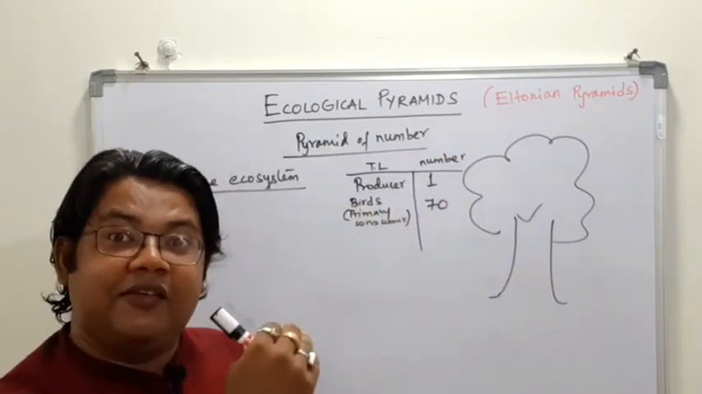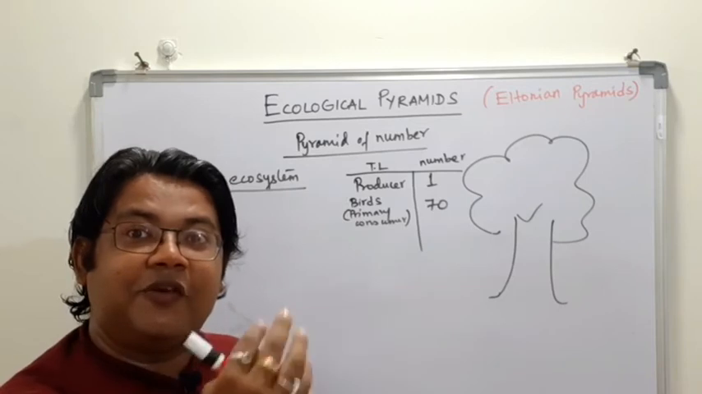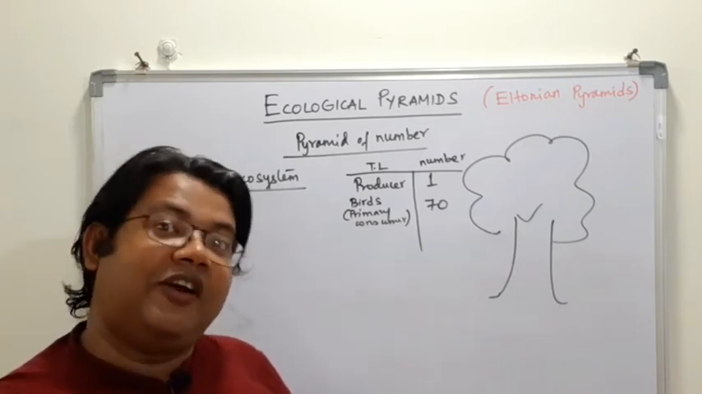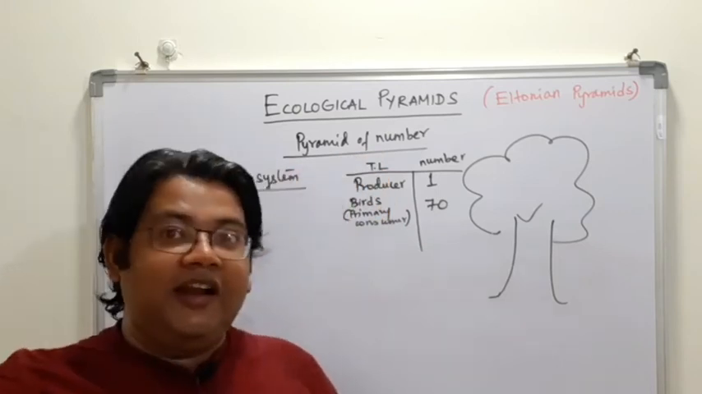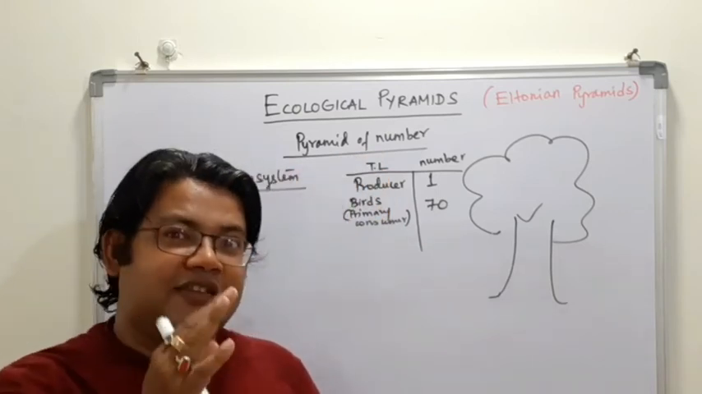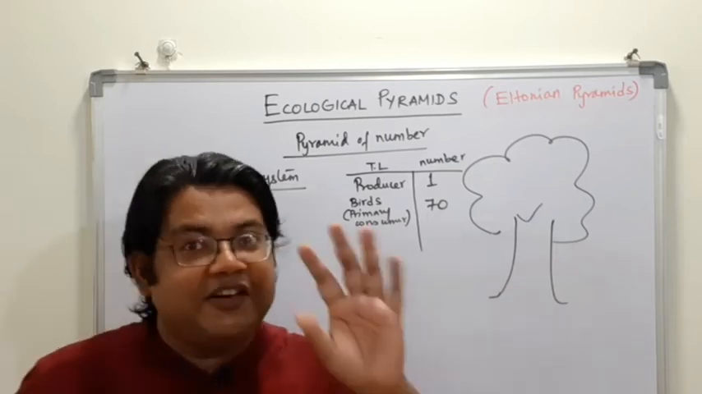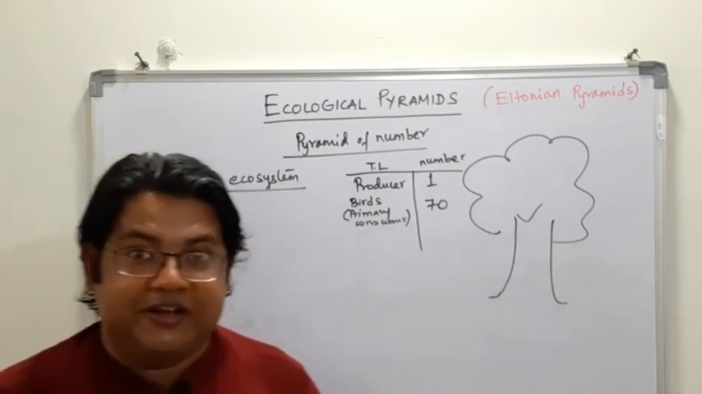The type of food chain we are talking about now is a parasitic food chain. We had talked about a grazing food chain before and a detritus food chain. Now this is a different type of food chain. We are talking about the parasitic food chain. So we are considering parasites in our food chain.